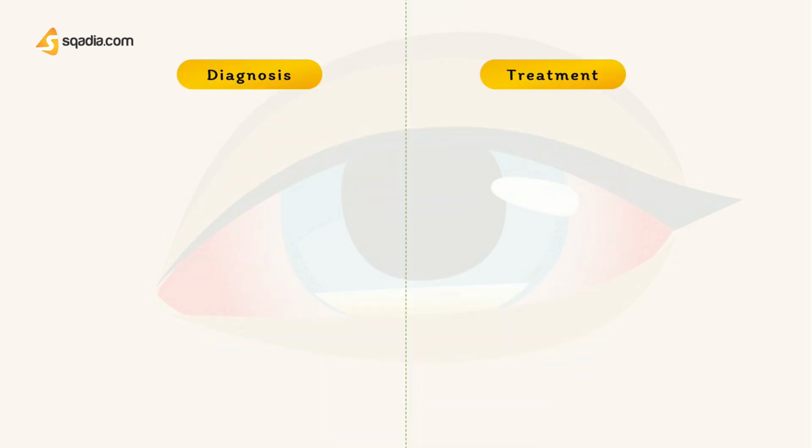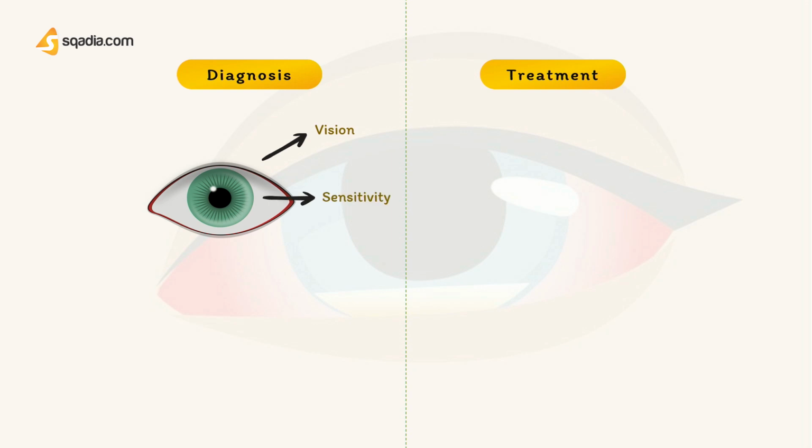For diagnosis, doctors will do a thorough eye examination to evaluate the vision, sensitivity to light, and even the eye movements. With the help of eye drops, the pupil will be dilated, and the iris will be dilated too. That helps your doctor see the condition of the retina at the back of the eye.